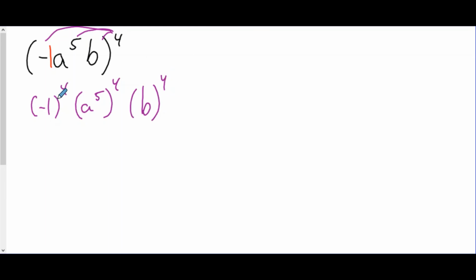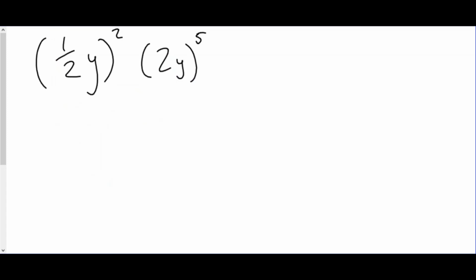So -1 to the 4th. That's a -1 times the second -1 times the third -1 times the fourth -1. So all the 1's getting multiplied are going to be 1, but will I get a +1 or a -1? Well, the first 2, negative times negative is positive, times the third one's back to negative, times the fourth one is back to being a +1. A to the 5th to the 4th, so I have 4 groups of a to the 5th. 5 times 4 is going to be a to the 20th, and then b to the 4th is just b to the 4th. And we don't really need to write that 1, so it's just a to the 20th, b to the 4th.